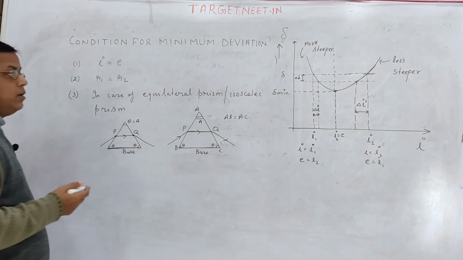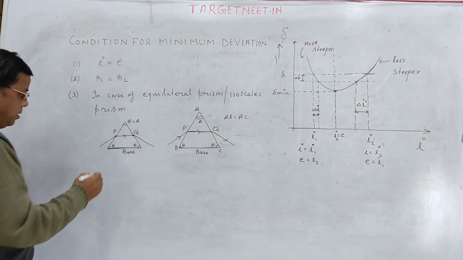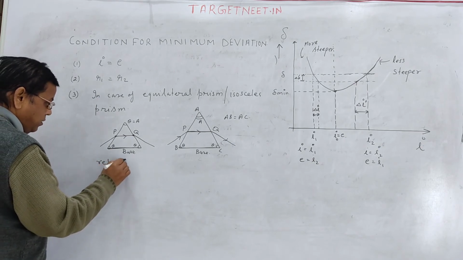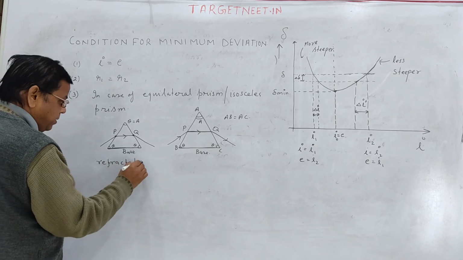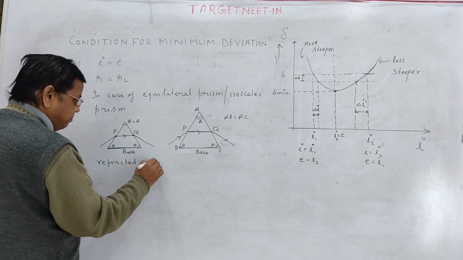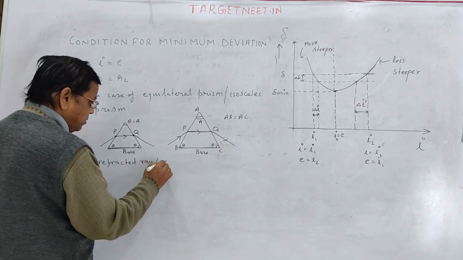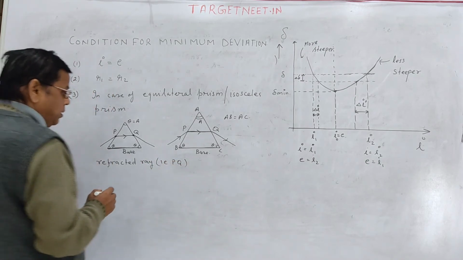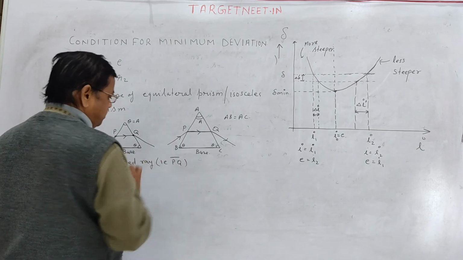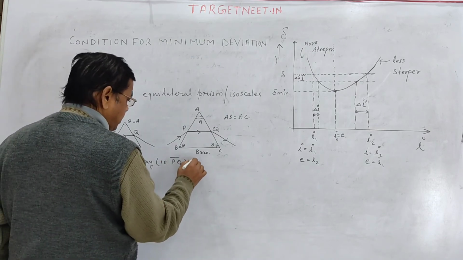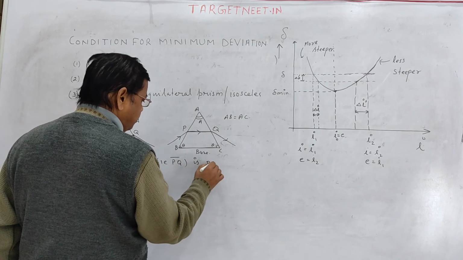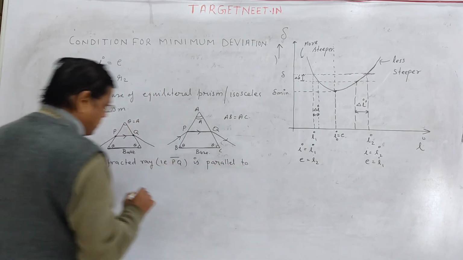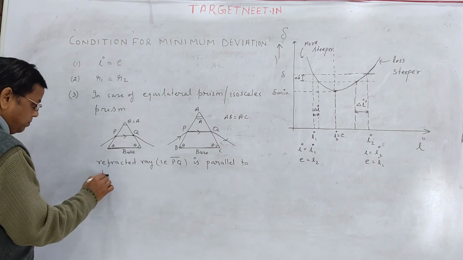So in case of an equilateral prism and an isosceles prism, the refracted ray, that is PQ, ray PQ is parallel to the base of the prism.